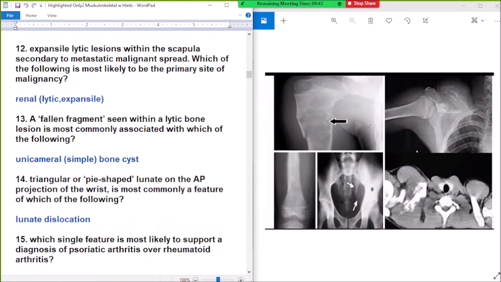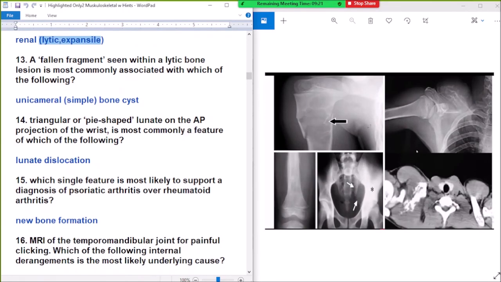Question 12. A lytic lesion within the scapula secondary to metastatic malignant spread. Which of the following is the most likely primary site of malignancy? Renal. Because lytic lesions are seen in renal cell carcinoma. A lytic lesion within the scapula: metastasis from renal.